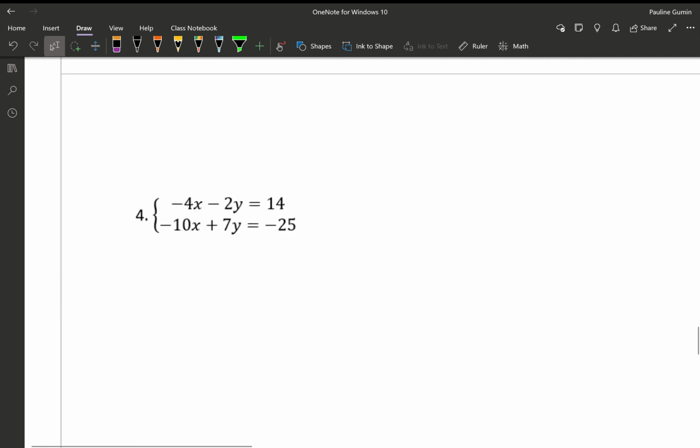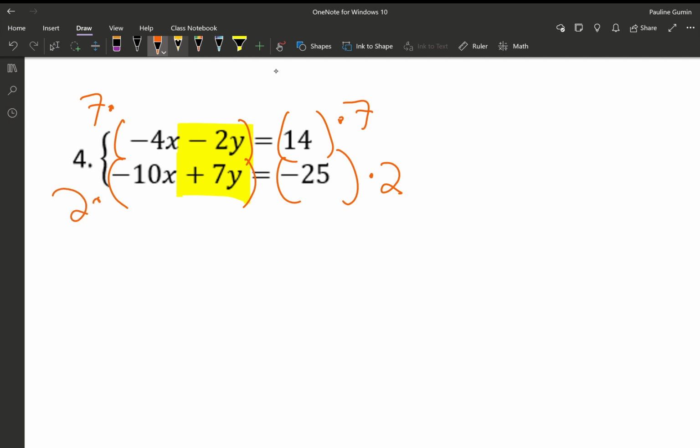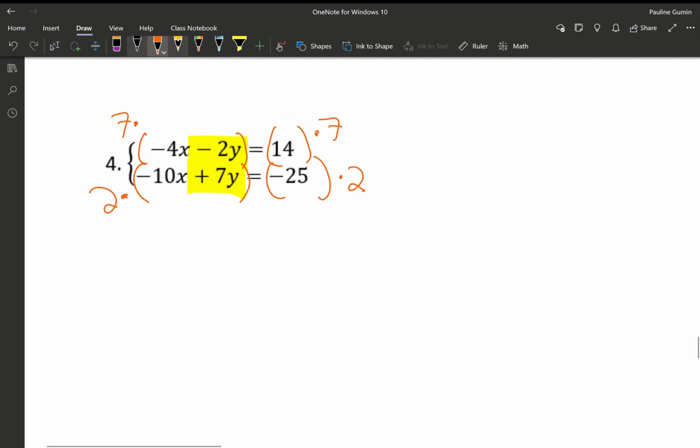All right, last one, number 4. So number 4, we do have a little bit of what we need. We have one negative and one positive variable. We have a negative 2y and a positive 7y. So since they're already almost opposite, just in the fact that one's positive, one's negative, let's make the numbers match. So I'm going to multiply the top equation by 7 and the bottom equation by 2. Since we had a positive and a negative, I did not need to multiply by a negative. If we did the x's, I would have, but we're doing the y's.